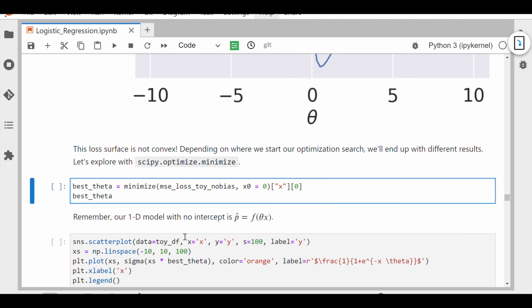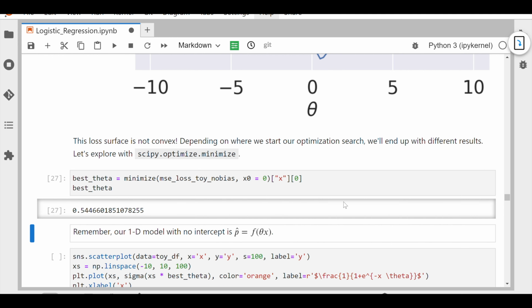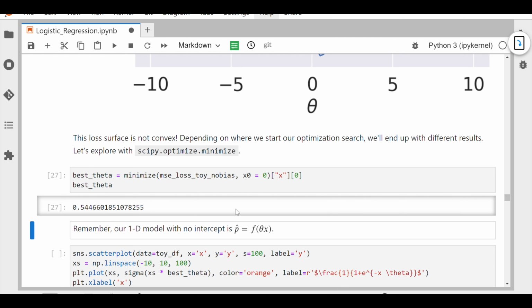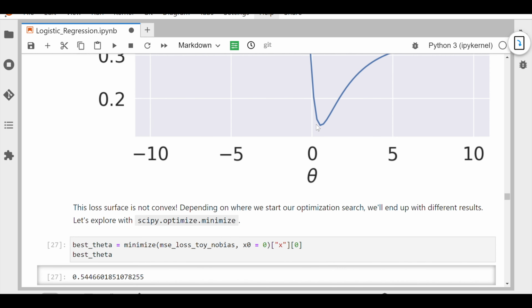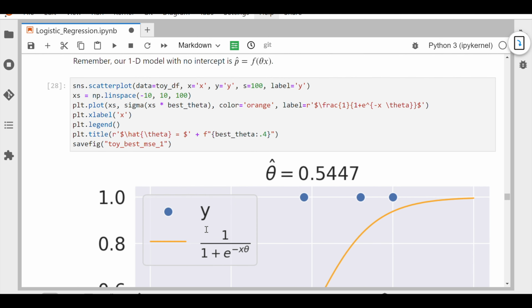So notice here the minimum loss, right, and the right theta. I'm using scipy.optimize.minimize, that's just a built-in numerical minimizer here. It says that my best theta is 0.54. Okay, that looks pretty good, right? That looks like that's probably right. And I'm going to plot it now.